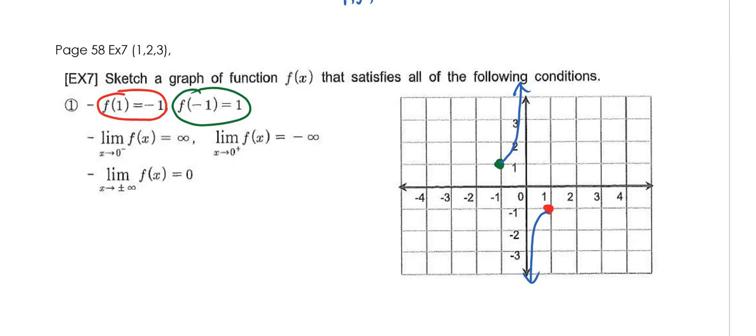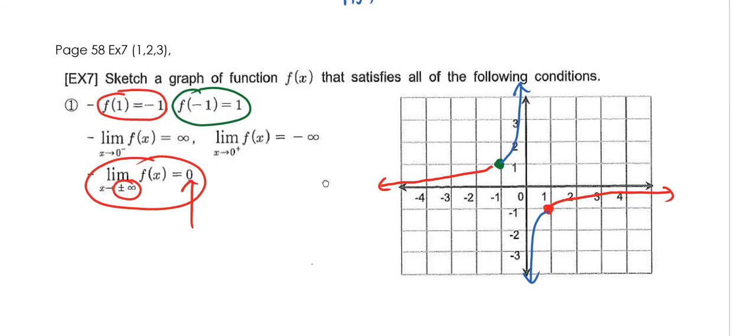I will bring out a red color here. So this is saying if I go forever to the right and left, the height that I approach is 0. If I go forever left, then I'm approaching a height of 0, and if I go forever to the right-hand side, I'm also approaching a height of 0. So that satisfies all of the conditions there. All right, let's move on to question number 2 now.